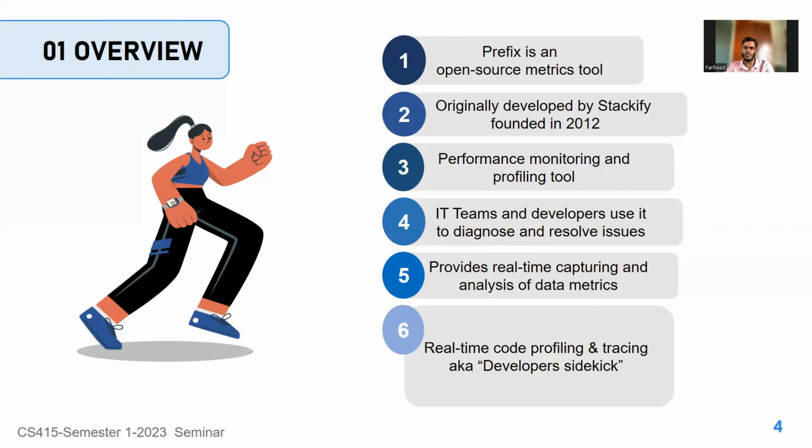Now, what is process metrics? Process metrics measure the effectiveness and efficiency of the development process, and these metrics help to identify areas of improvement in the software development process. Examples of process metrics include defect density, code coverage, cycle time, and lead time.